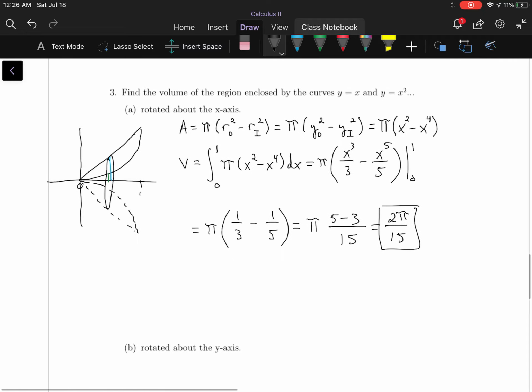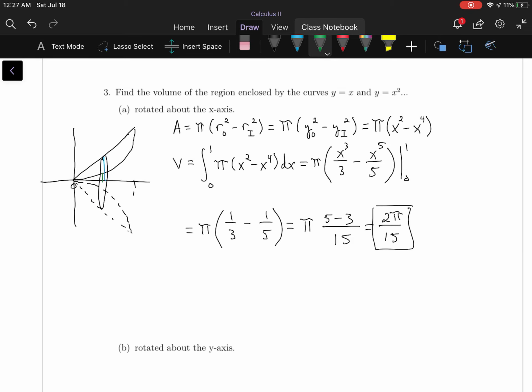Now, what if we rotate about the y-axis? What's going to happen is that now our shape looks like this. And our washer might be that cross section. There's still two radii to consider. You've got the outer radius corresponding to the y equals x squared function, and you have the inner radius corresponding to the y equals x function.